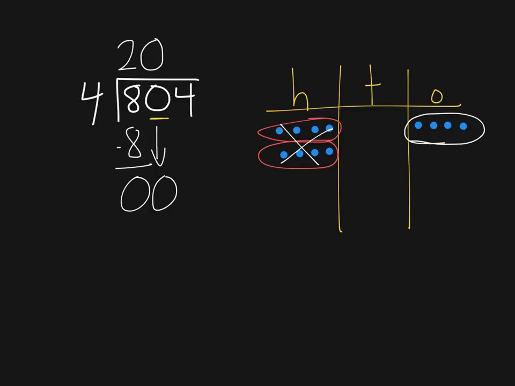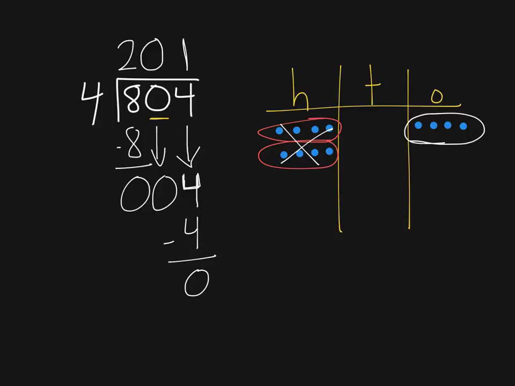and I continue moving on to my ones and see how many groups of 1 can I make. So now that I'm looking at my ones, I'm going to go ahead and bring that 4 down and treat this like a new division problem. 4 divided by 4, I can make 1 group of 4. 1 times 4 is 4. I subtract, and I don't have any left over.